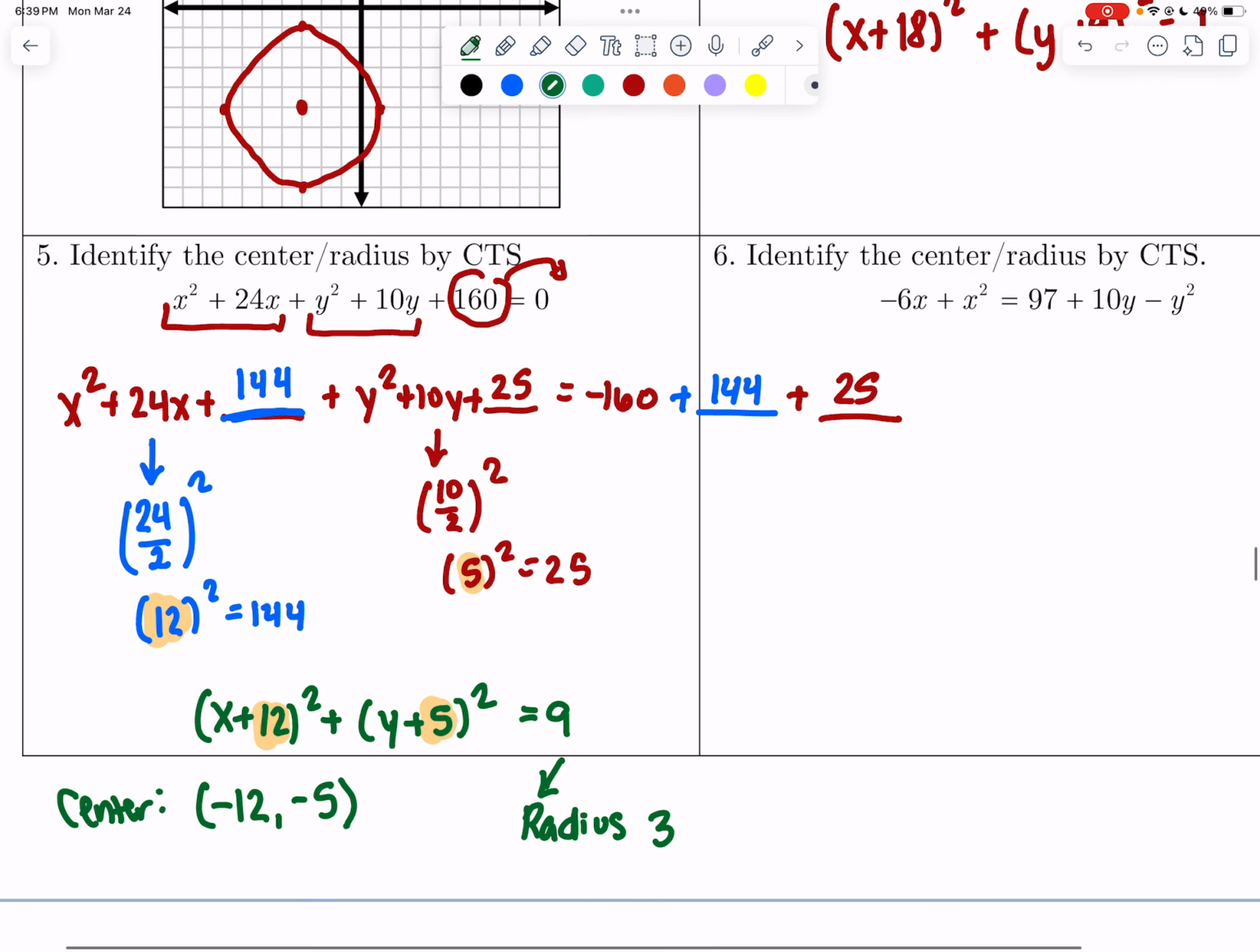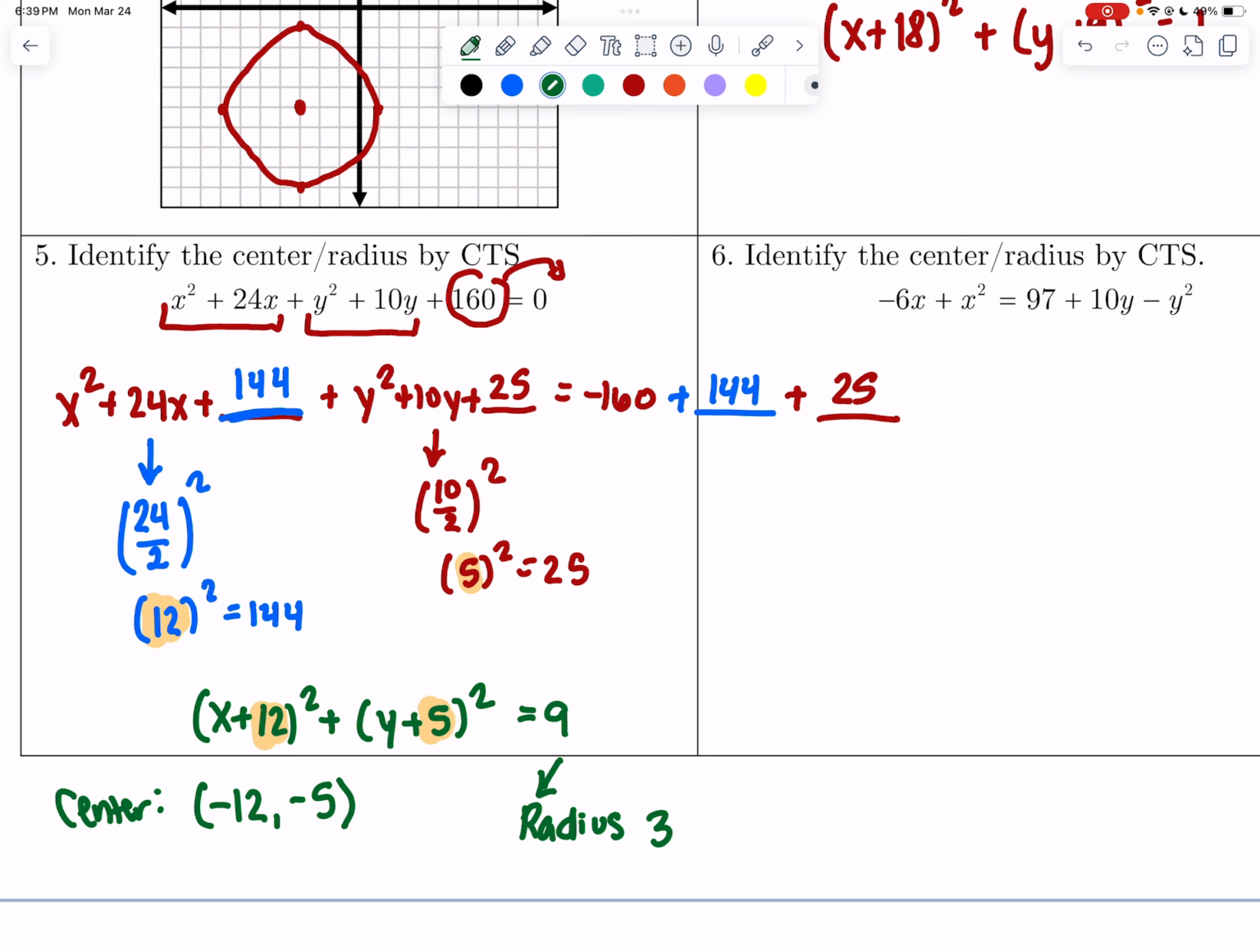All right, so pause the video, try number 6, and then play it once you are comfortable with number 6.